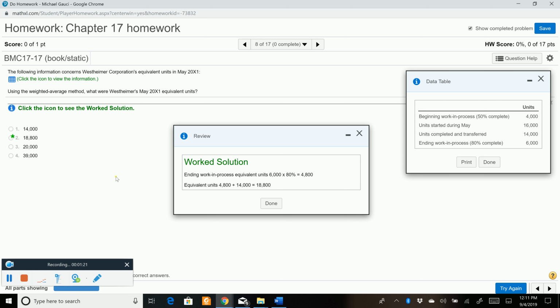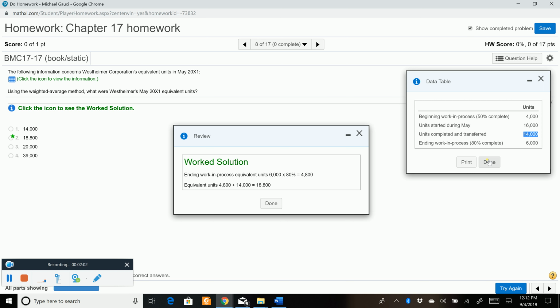So beginning WIP of 4,000 plus the 16,000 we started, that's a total of 20,000, minus 14,000 transferred. That means 6,000 is the remaining ending WIP. So to calculate the equivalent units using weighted average, here's the key: you are simply going to take the units completed and transferred during the month, 14,000. They are 100% done with materials, labor, and overhead. We added everything to them.